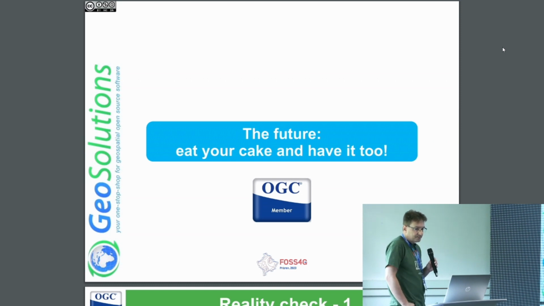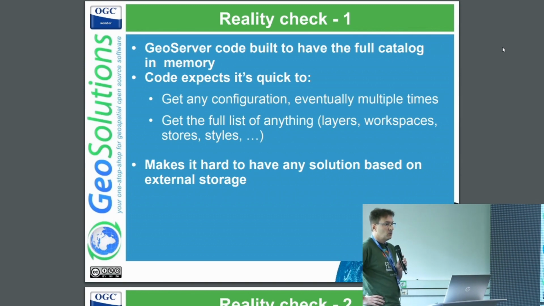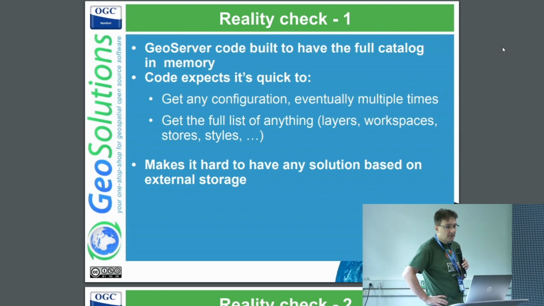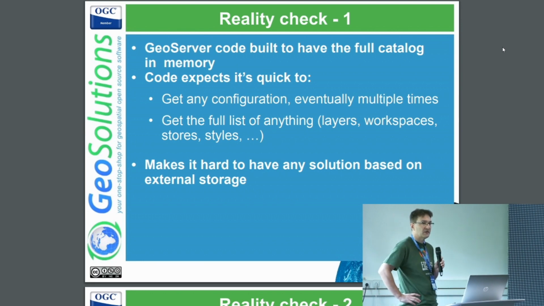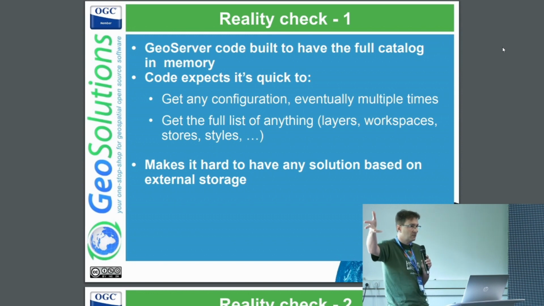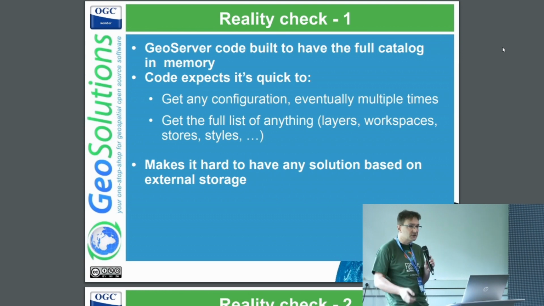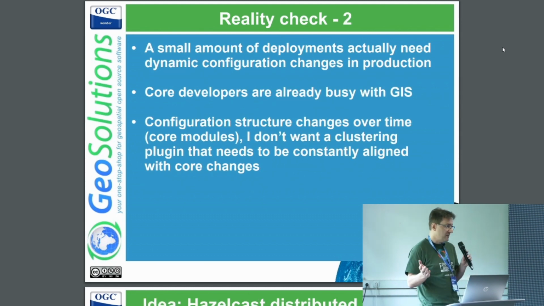Okay, the future. Eat your cake and have it too. So, we made a few considerations. Reality check first. GeoServer was built over 20 years with the assumption that the catalog is in memory. The code expects that it's really quick to get any configuration from any layer, eventually multiple times during the same request, because it's in memory, it's instant. And get the full list of anything, all the layers, all the workspaces, all the stores, all the styles. It's a fast operation, which is not the case when you are storing the configuration outside of it. So it makes it hard to have any solution based on external storage when you have many layers.